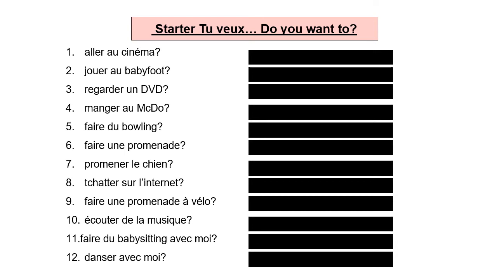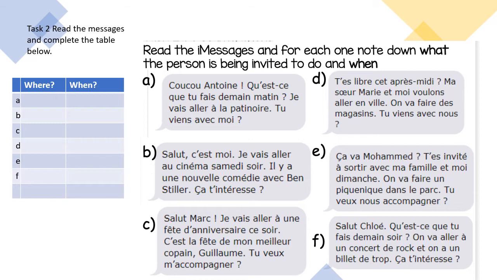looking at any notes. So for task 2, I need you to read these 6 messages. Each one is a message inviting someone to do something on a particular day or time of the day. So what I would like you to do is identify in each one the place where they're asking you to go to and when, which might be a day of the week or it might be specific like tonight or this afternoon or whatever.